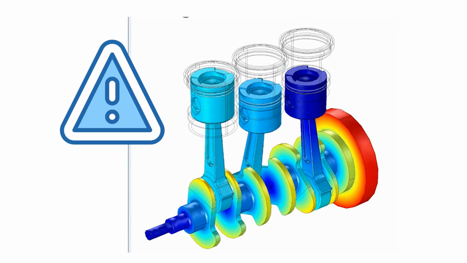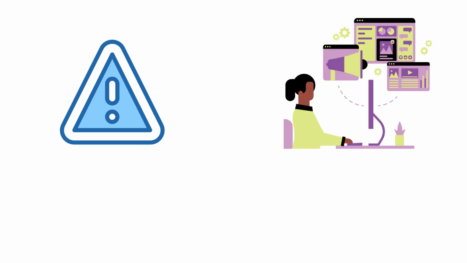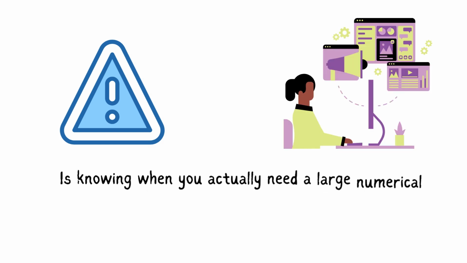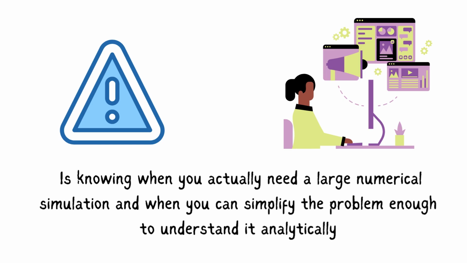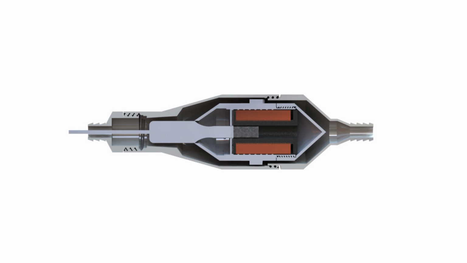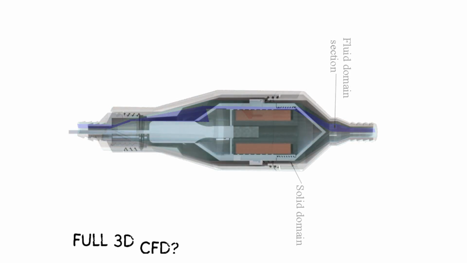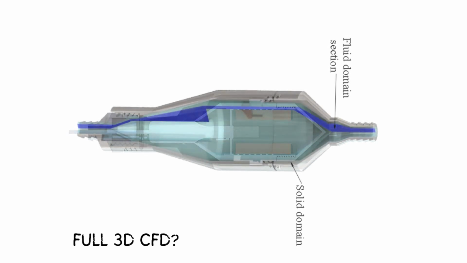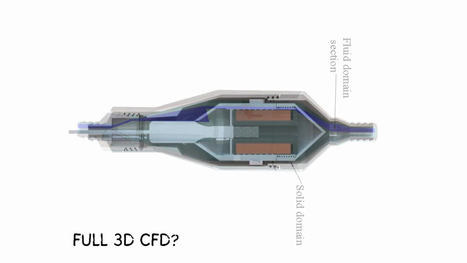Although I have to note, so you don't get carried away in the numerical world, one of the most important skills as a simulation specialist is knowing when you actually need a large numerical simulation, and when you can simplify the problem enough to understand it analytically. For example, in one research project I worked on last year, I needed to build a numerical model for this valve. Originally, I thought I had to build a full 3D fluid simulation of the valve, or computational fluid dynamics. A beginner version of me could have immediately jumped into constructing the entire geometry and running an extensive numerical simulation.